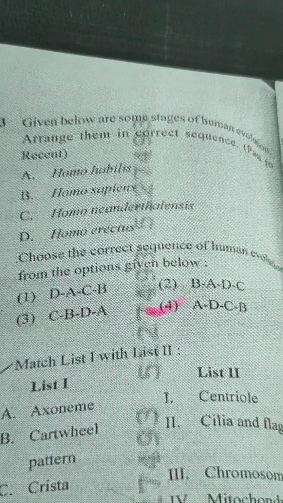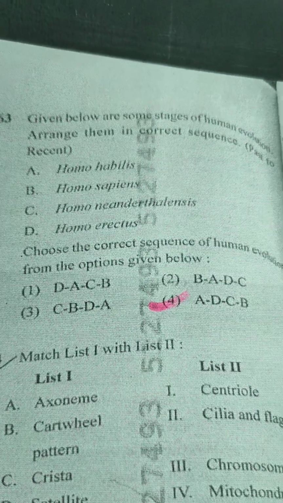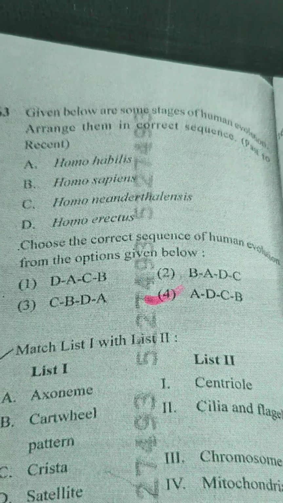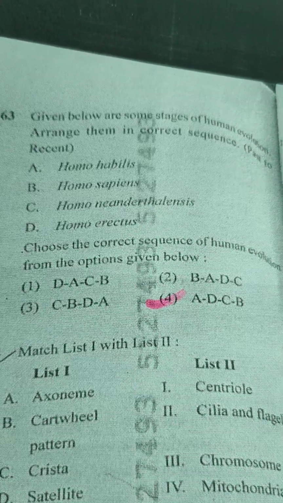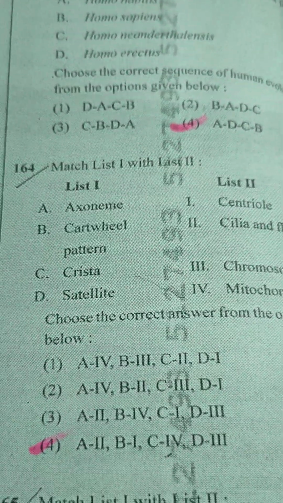Correct. A is Homo habilis, correct sequence. A is Homo habilis, B Homo sapiens, C Homo neanderthalensis, D Homo erectus. Correct answer is, correct sequence is 4: A, D, C, B.